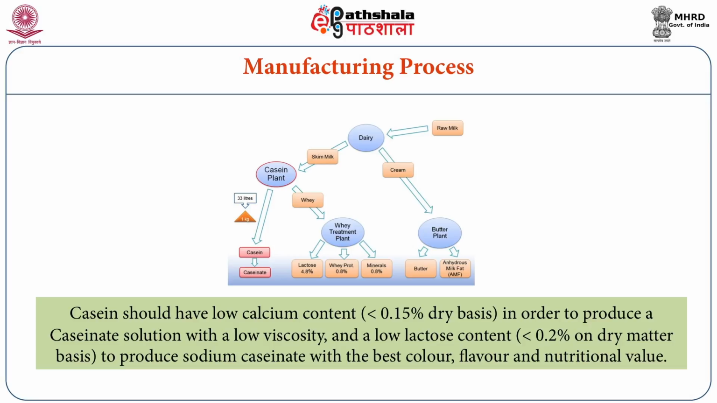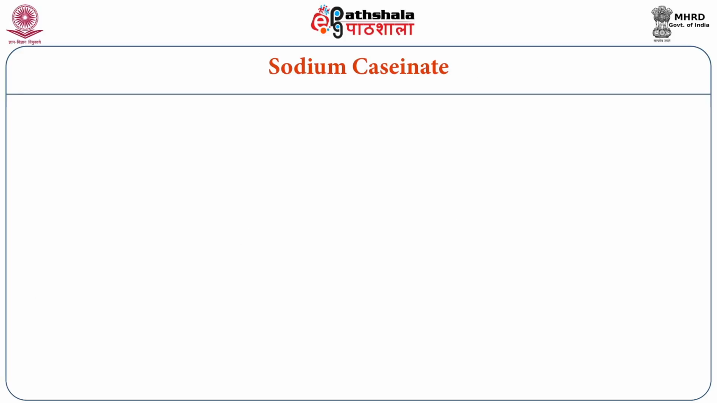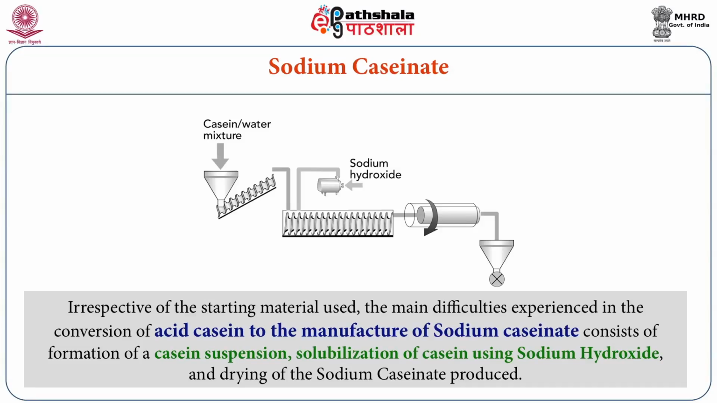Casein should have low calcium content, that is less than 0.15% on dry matter basis, in order to produce a caseinate solution with a low viscosity, and a low lactose content, that is less than 0.2% on dry matter basis, to produce sodium caseinate with the best color, flavor and nutritional value. Now, let us discuss manufacturing aspect related to sodium caseinate.